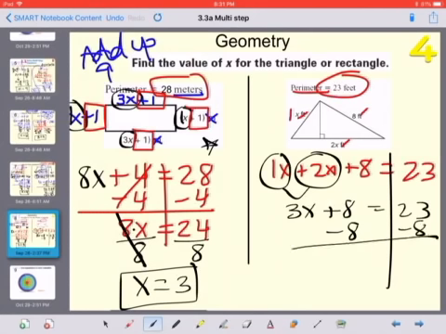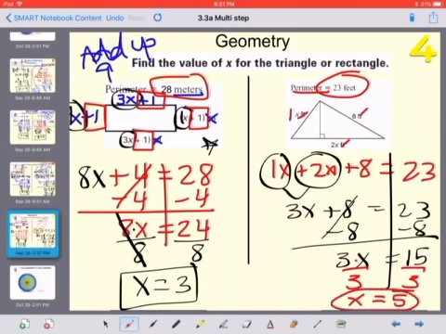Always get rid of adding and subtracting first. Subtract 8. So we have 3x equal to 23. Take away 8 should give us 15. And then last, the opposite of multiplying by 3 is dividing by 3. So x should be 15 divided by 3 is 5.